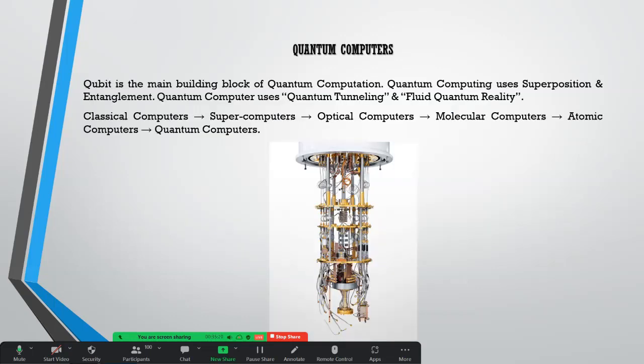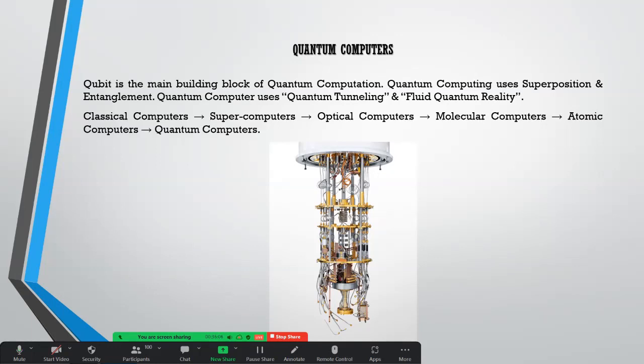Now we'll move on with quantum computers and how they work. As we know, the qubit is the main building block of quantum computation. Quantum computing is the use of quantum phenomena like superposition and entanglement for computation. Quantum superposition states that any two or more quantum states can be added together, and the result will be another valid quantum state.